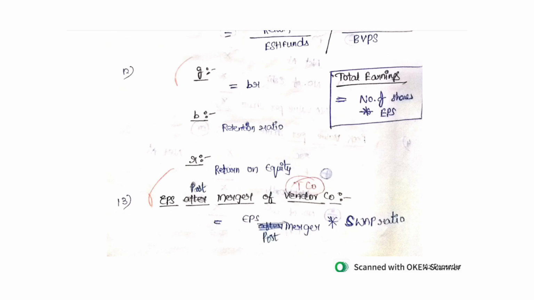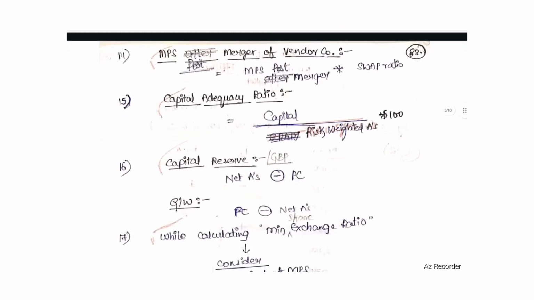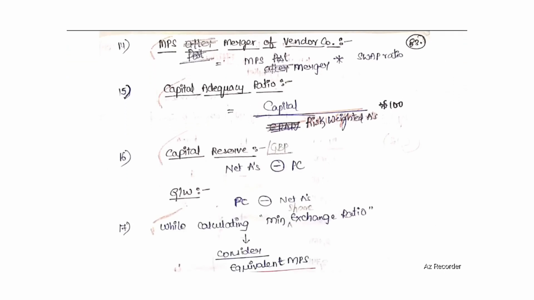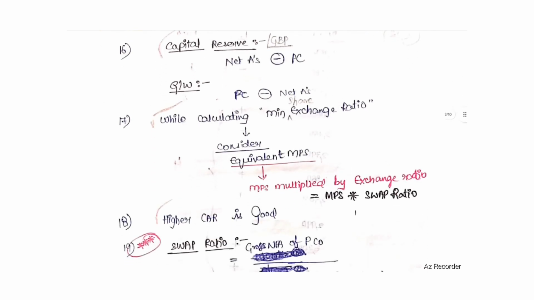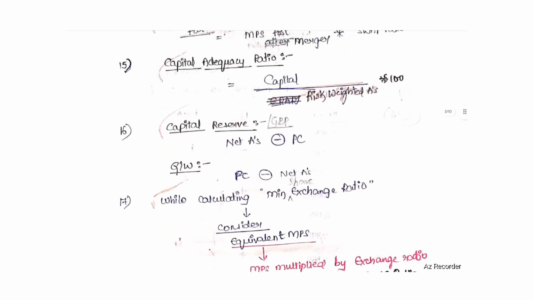EPS post-merger of vendor company or target company equals EPS post-merger into swap ratio. MPS post-merger of vendor company or target company equals MPS post-merger into swap ratio. Capital adequacy ratio. Capital adequacy ratio equals capital divided by risk-weighted assets into 100. Higher capital adequacy ratio is good.